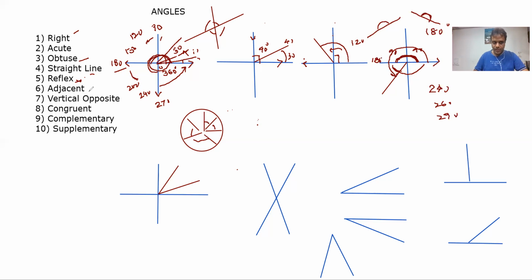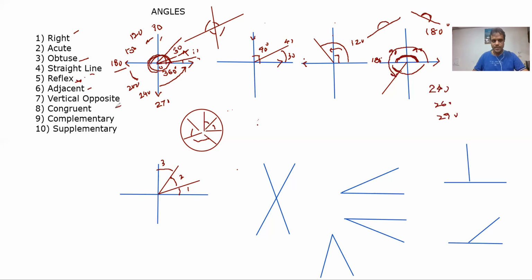Coming to the next one, which is adjacent angles. What are adjacent angles? As the name suggests, they are next to each other. This angle and this angle are adjacent to each other, and hence they are called adjacent angles. If this is 1, this is 2, angles 1 and 2 are adjacent to each other. If this is angle 3, then angle 2 and angle 3 are adjacent to each other. But are angle 3 and angle 1 adjacent to each other? No, they are not adjacent to each other, right?